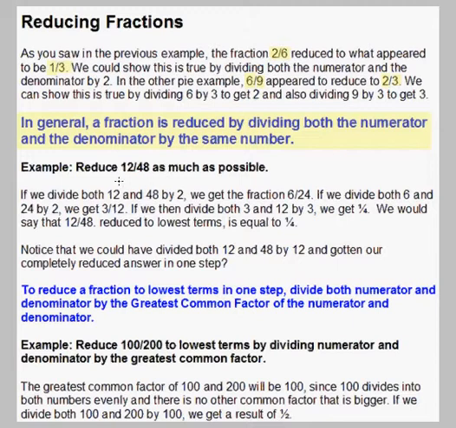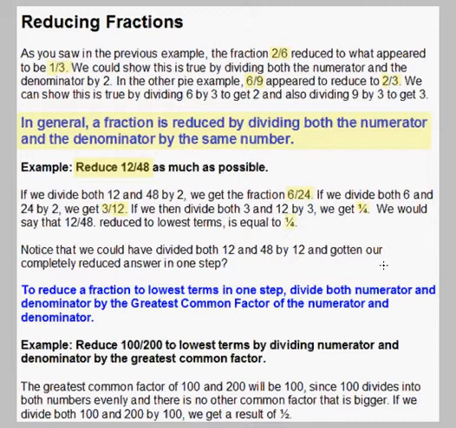Let's try this on another example. Reduce 12/48 as much as possible. Well, we think, what can we divide into both numerator and denominator? Well, 2 divides into both. If we divide 12 by 2, we get 6. And if we divide 48 by 2, we get 24ths. But wait a minute, 6/24 can be reduced again. We can divide 6 by 2 and get 3, and we can divide 24 by 2 and get 12. Well, we're still not done because 3 and 12 both share a factor of 3. If we divide 3 by 3, we get 1, and if we divide 12 by 3, we get 4. So the reduced answer in lowest terms is 1/4.